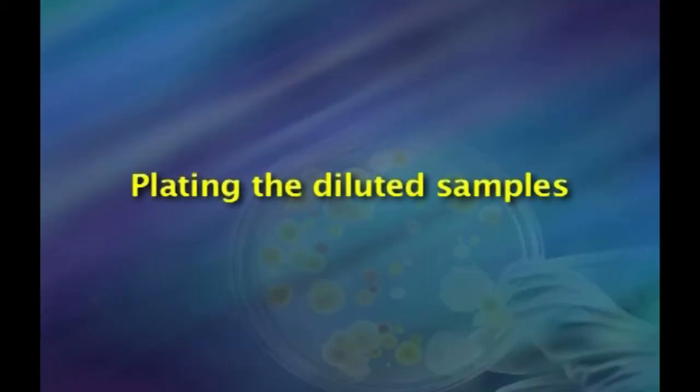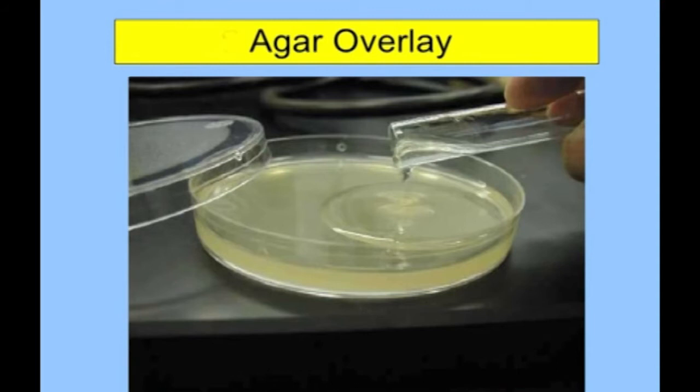Plating the diluted sample. A 1 ml sample from the selected tubes will be plated using the agar overlay method. This technique helps to distribute the cells evenly over the plate surface. Label along the edge of the bottom of 4 bottom agar plates with names, date, and the dilution factor of the sample plated. Prepare one overlay at a time following the procedure.